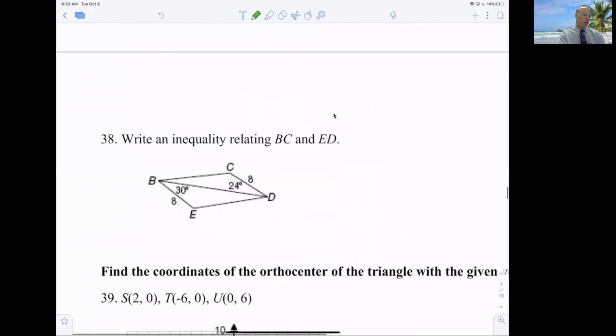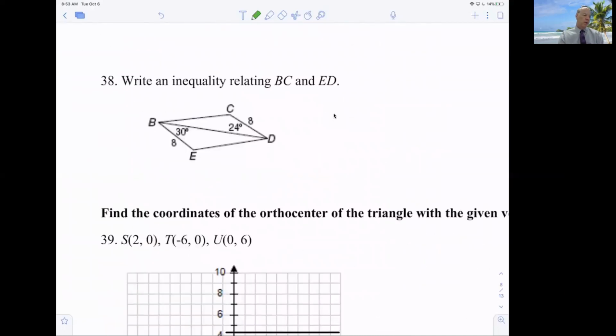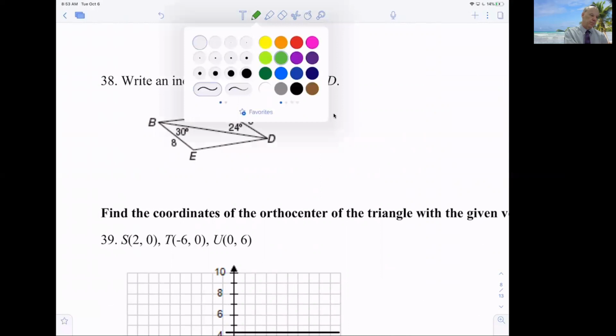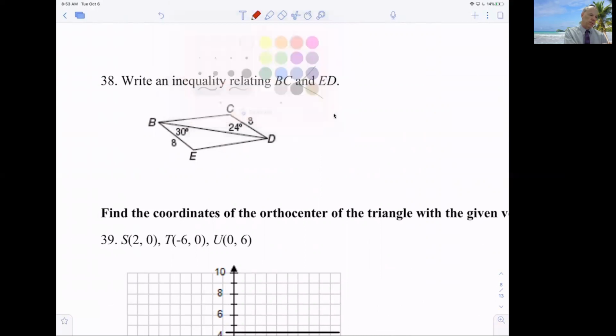Here we go. 38. Write the inequality relating BC and ED. So BC is what? Does everybody agree? Less than? Yes. What? You have to write it less than. Well, how do you want to write it?